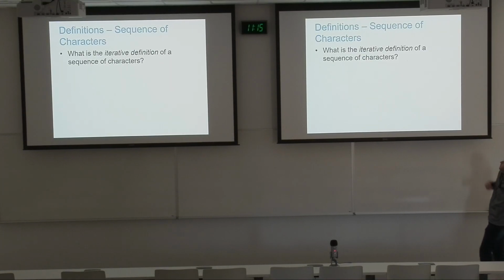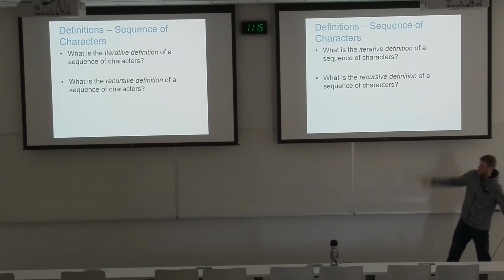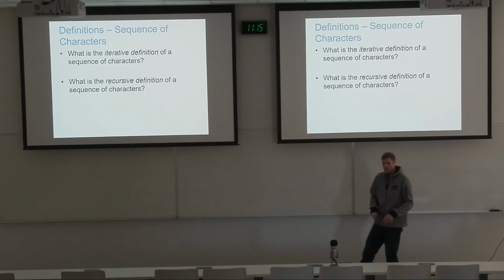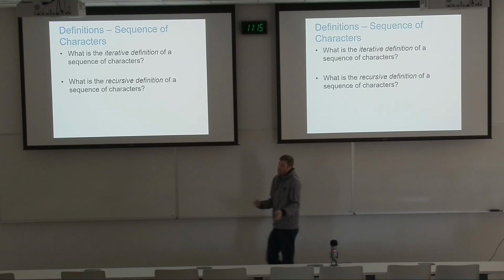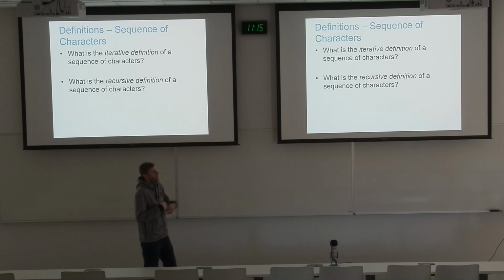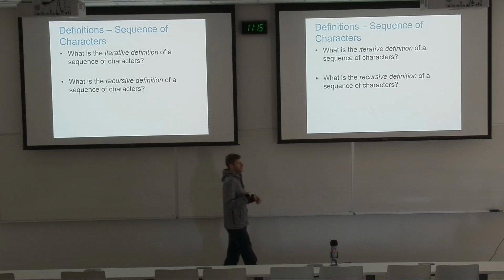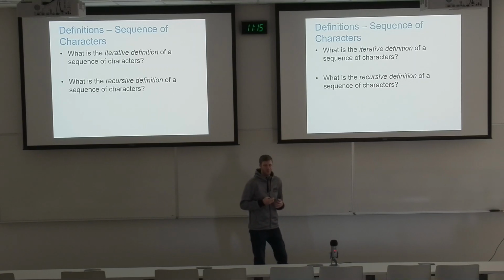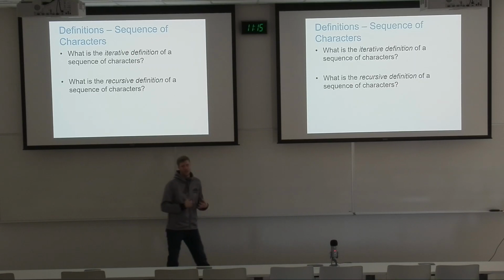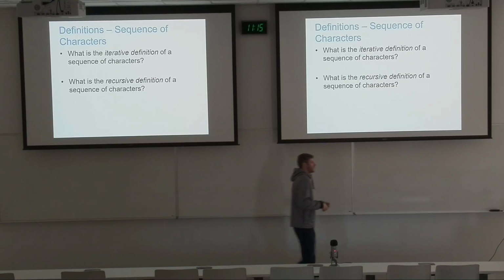So, a sequence of characters. We could do an iterative definition of a sequence of characters. Well, that could be 1 character, 2 characters. Is 1 character a sequence? I guess it's up for us to define. Maybe it is. And then 2 characters is a sequence, and then 3 characters is a sequence, and another character would then be a sequence, and so on and so on, all the way to infinity. But we could also define it recursively.